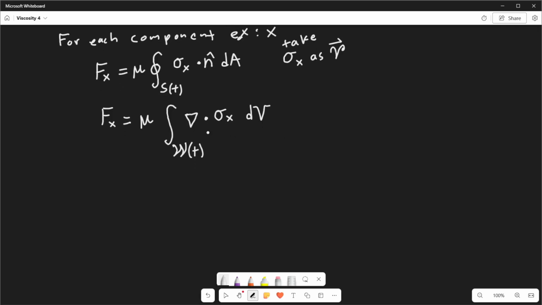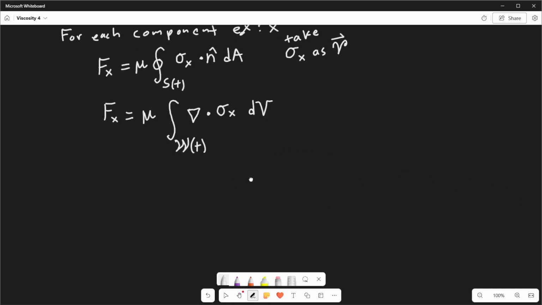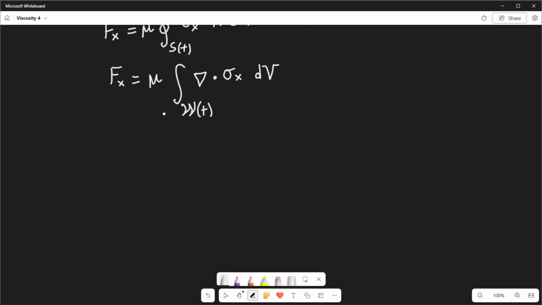Okay, so that accomplishes converting this. This can also be done for the force on the y and the z. So that converts the surface integral into the volume integral. The next step is just notation.